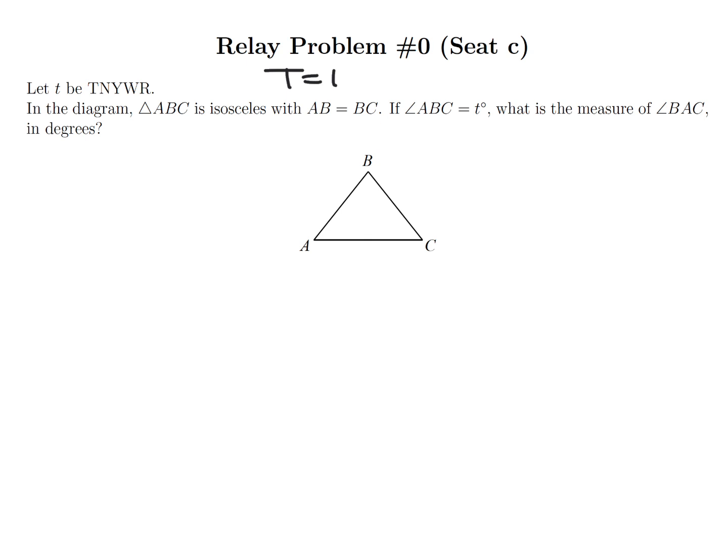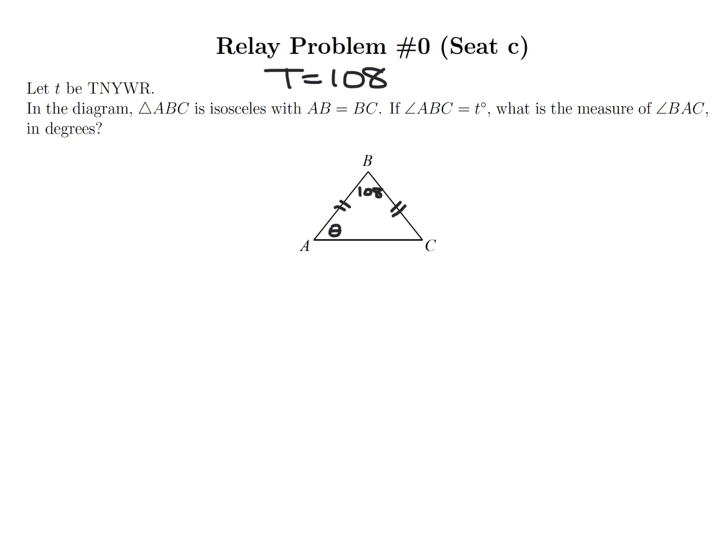T in this case is 108. In the diagram, the triangle ABC is isosceles with AB equal to BC. If ABC is t degrees, what is the measure of BAC in degrees? So AB is equal to BC, and ABC is t, so this angle is 108.